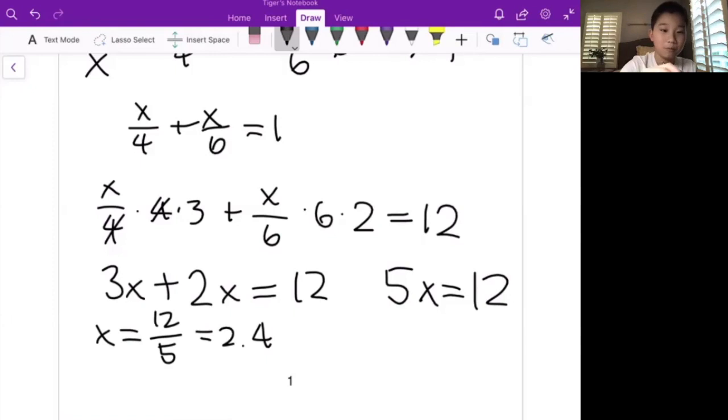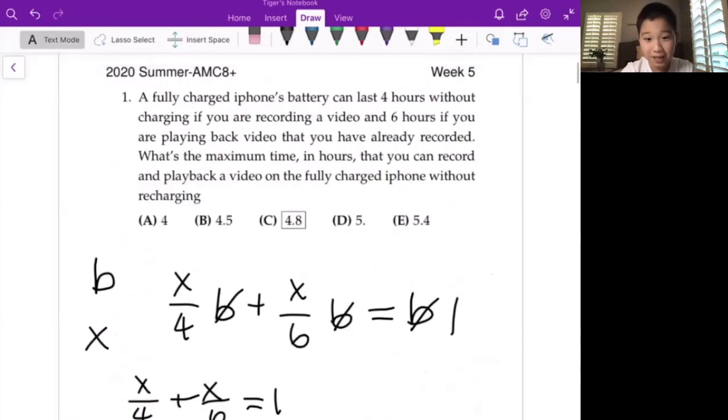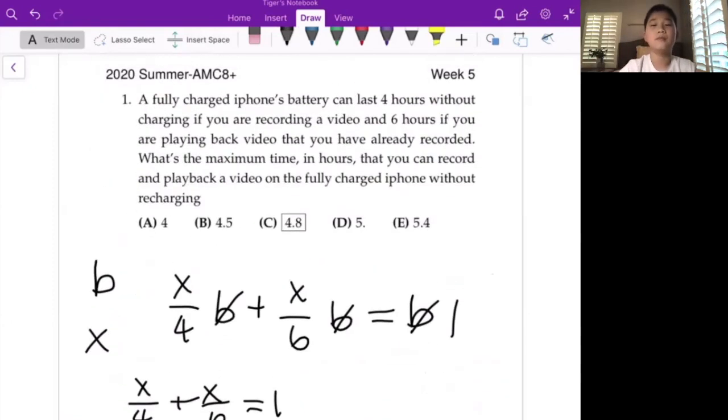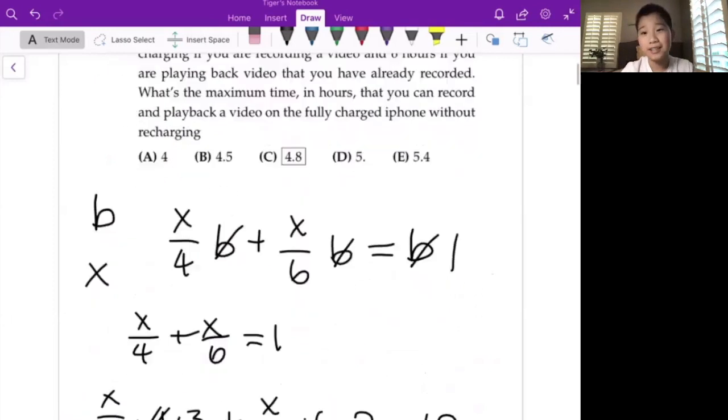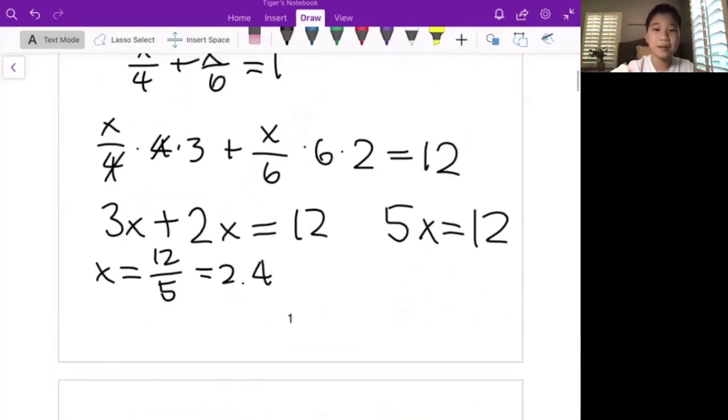Now, what are we supposed to calculate in this problem? What's the maximum time in hours that you can record and play back a video? So the recording takes 2.4 hours. The playback also takes 2.4 hours. So you should double 2.4 to get the answer of 4.8.